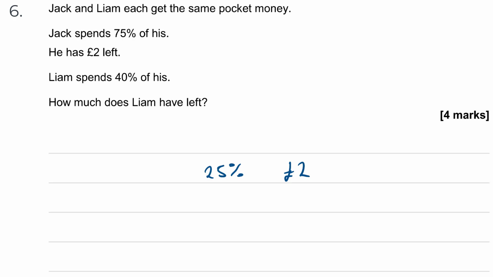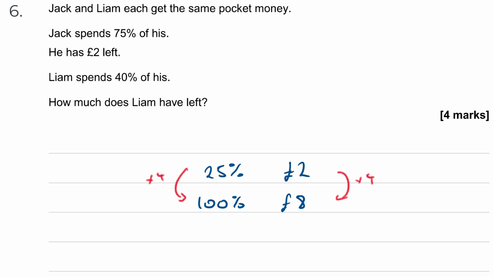So if 25% is equal to £2, then 100% is going to be 4 lots of that, then, isn't it? Okay, and 4 lots of £2 is £8. So that means that Jack must have had £8 pocket money to start with. Now we know that Liam has the same amount of pocket money, so he must also have £8. So if he spends 40%, then he's got 60% of his pocket money left. So what we need to do is to find what 60% of 8 is.